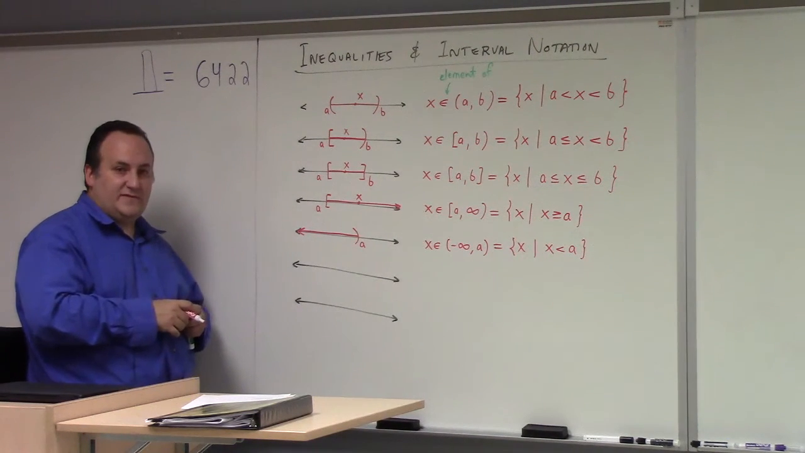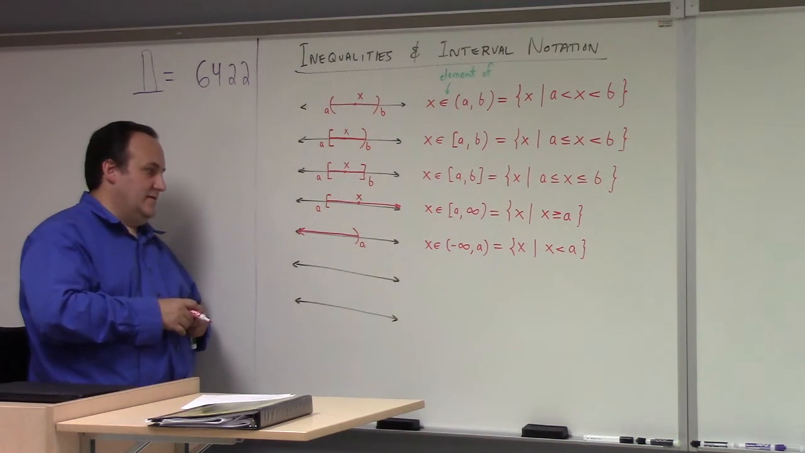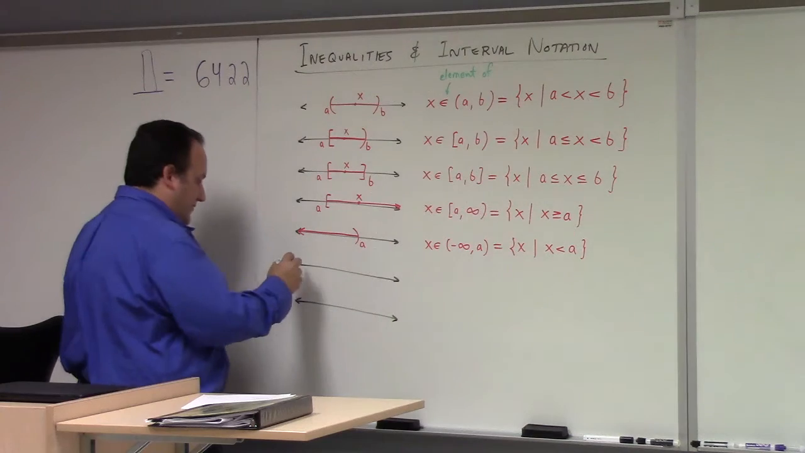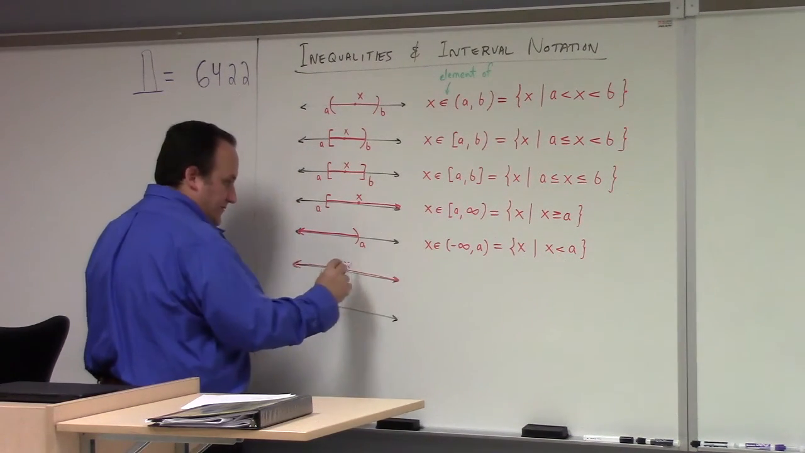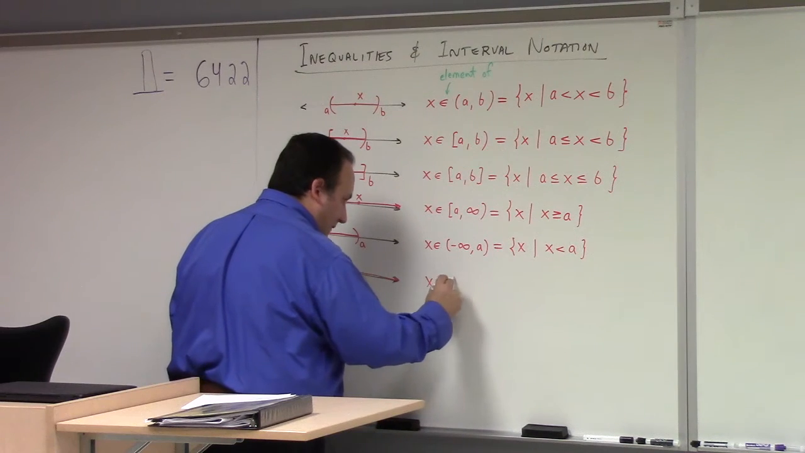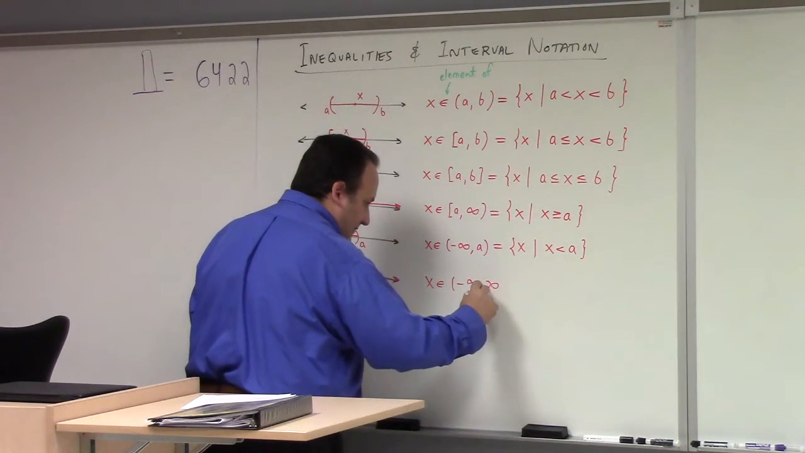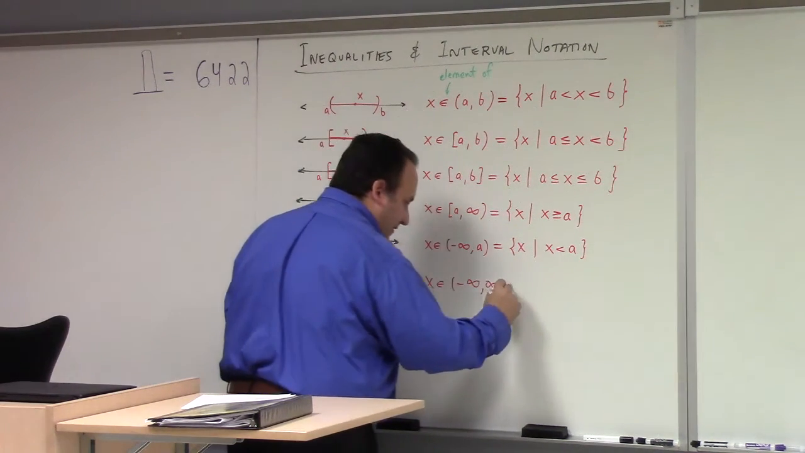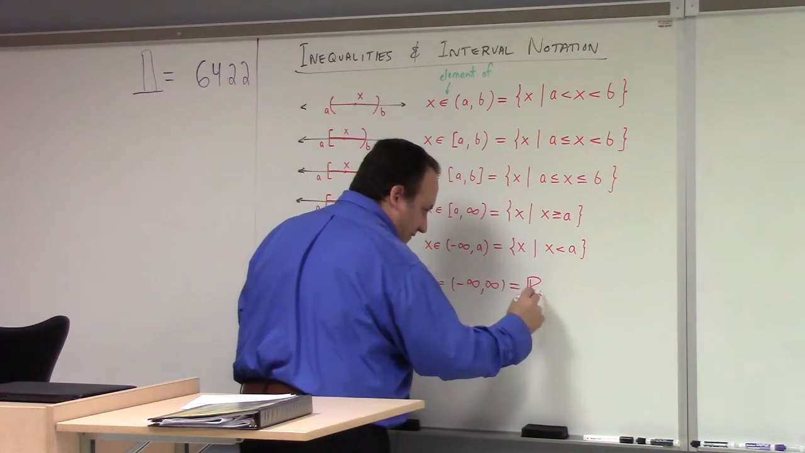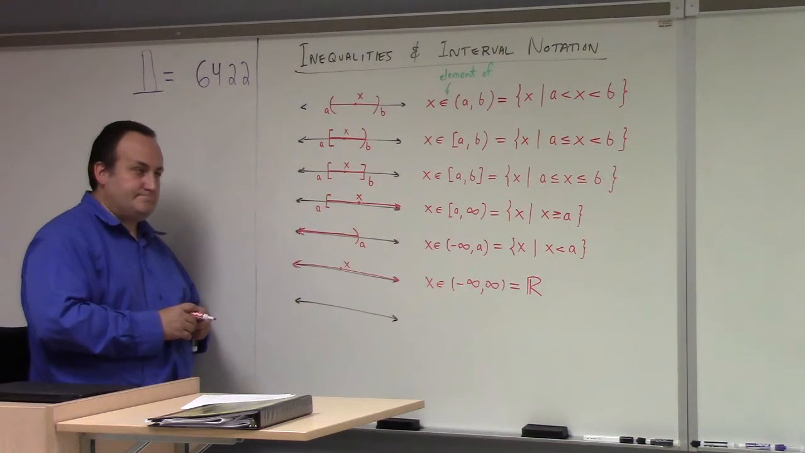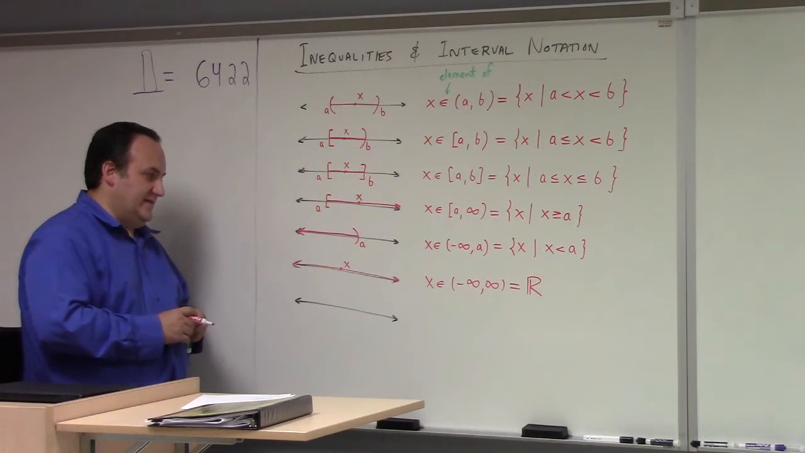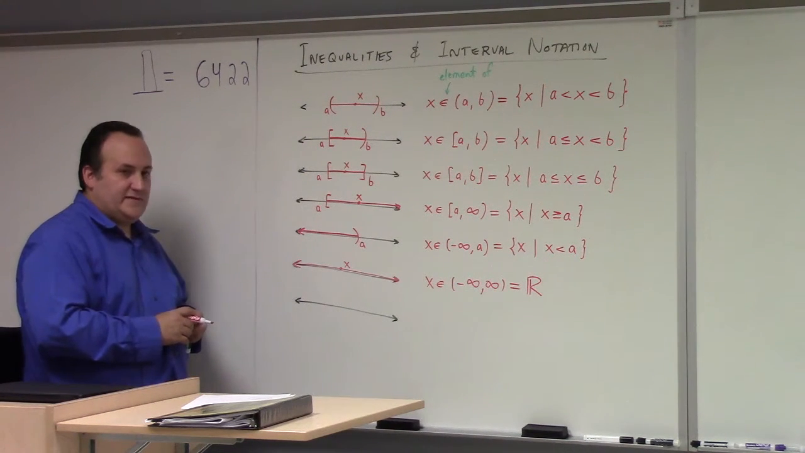Few more flavor options here, right? You could do what? Oh yeah, if it's just the whole real line, fair enough. Then we say x is an element of minus infinity to infinity. I almost forgot that. And that is what we also denote by this. It's the real numbers, the whole real line. Basically, the only condition we put on x here is that x is a real number.